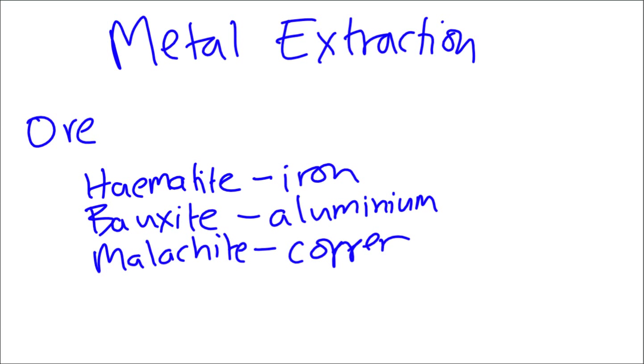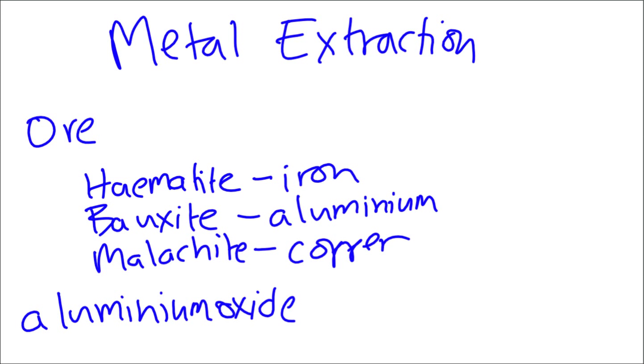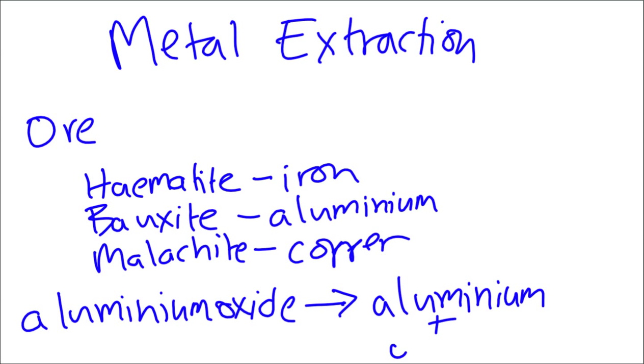Now some of these you're going to be able to extract using electrolysis. To know more about electrolysis, watch that video on electrolysis. But for example, aluminium oxide from bauxite, you can put it under electrolysis and get pure aluminium and some oxygen. Now the way the metal is extracted will actually depend on its reactivity.